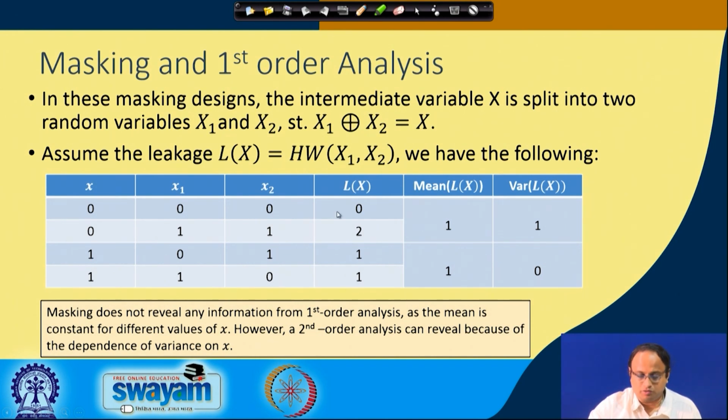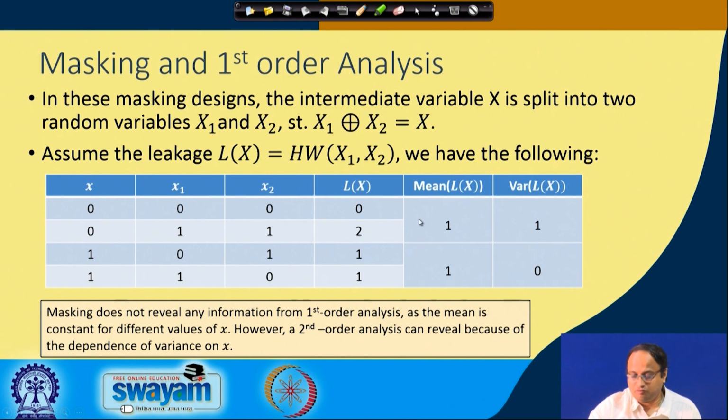Now observe what the leakage is because of this x. The leakage for 0 0 is 0. The leakage for 1 1 should be maximum, that is 2. The leakage for 0 1 is 1, and the leakage for 1 0 is 1. Now if you observe the mean leakage, when the input is 0, the values are 0 and 2, so the mean is 1. Likewise, for the mean leakage when the value is 1, it is 1 and 1, so the mean is still 1.